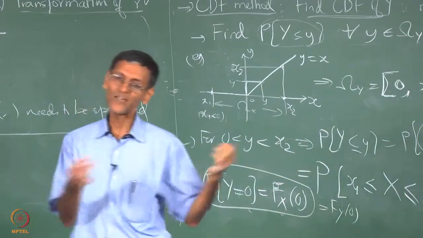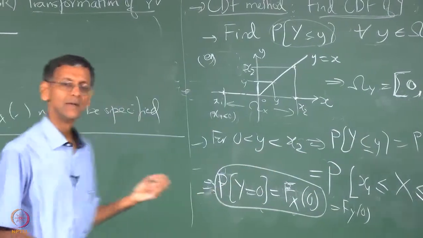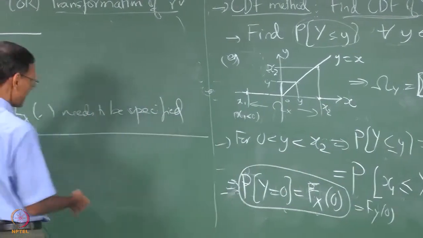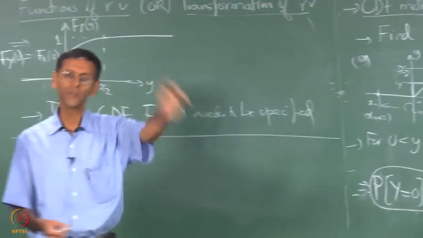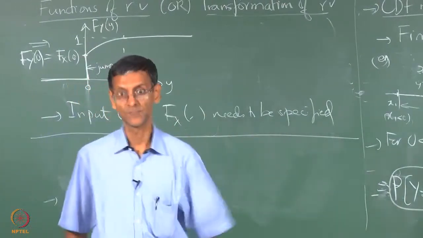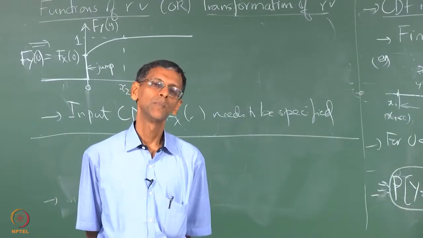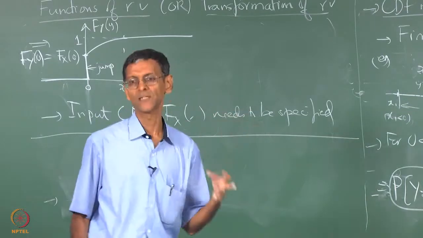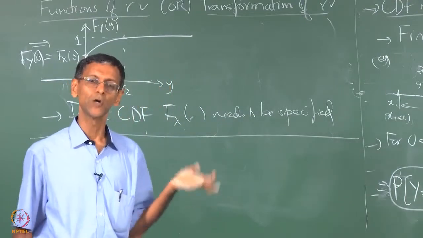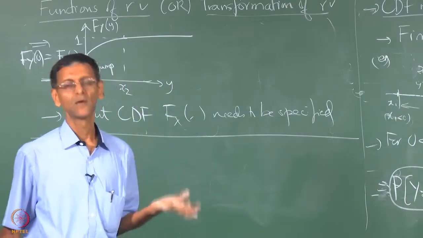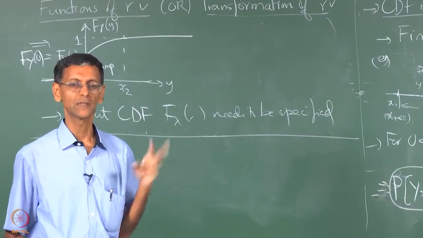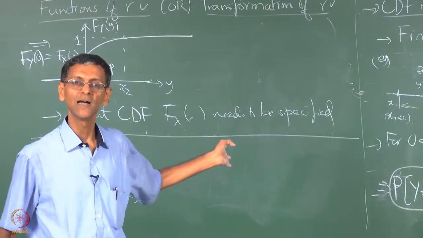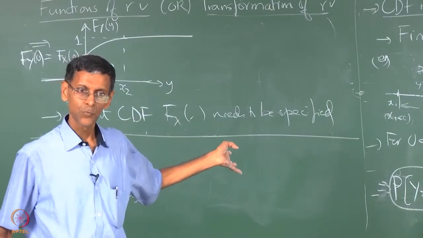The PDF technique, on the other hand, directly goes for the PDF without worrying about the CDF, and it is widely applicable whenever the input is a well behaved continuous random variable and the function g is also a well behaved function, that is, whenever these flat portions are not there.